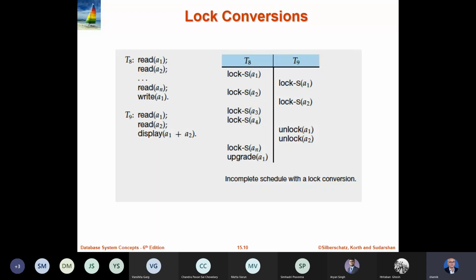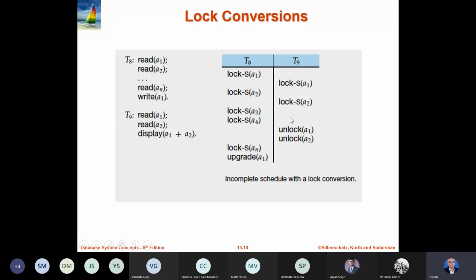But if you see that it takes shared locks on A1, A2, up to AN, and then finally does a write on A1, then the shared lock of A1 is converted into an exclusive lock on A1. And here the others are only shared. So you see that this concurrency can occur because what it displays is all based on the original values of A1.